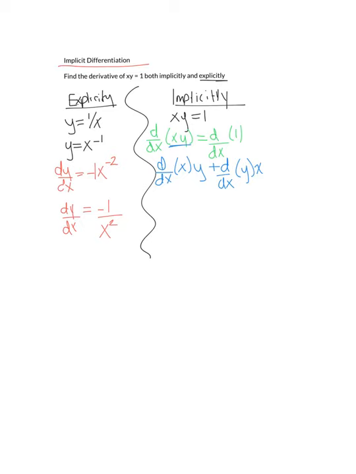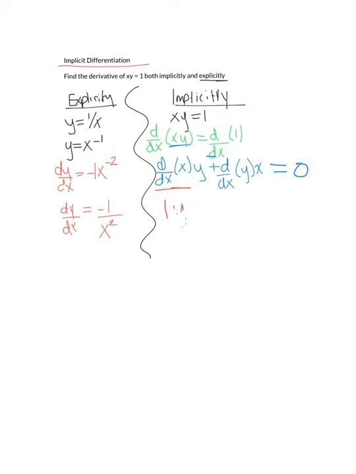All right. And that's going to equal the derivative with respect to x of 1, which is a constant. And we know that the derivative of a constant is always 0. In my next step, I can go ahead and start taking those derivatives. So I'm taking the derivative with respect to x of x, which we know the derivative of x with respect to x is 1.